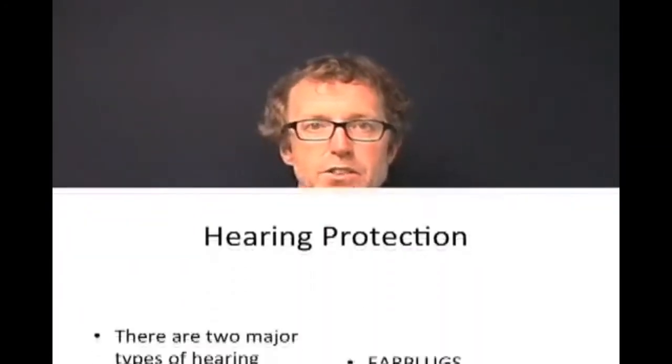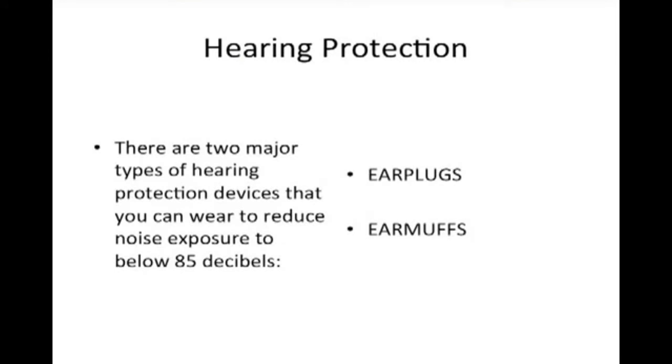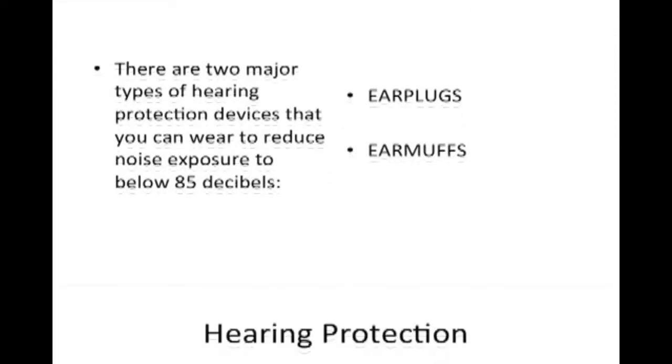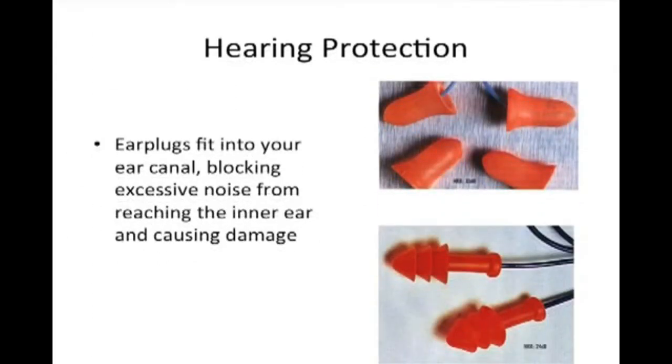There are two major types of hearing protection devices that you can wear to reduce noise exposure to below 85 decibels. One is ear plugs and one is ear muffs. Ear plugs fit into your ear canal, blocking excessive noise from reaching the inner ear and causing damage.